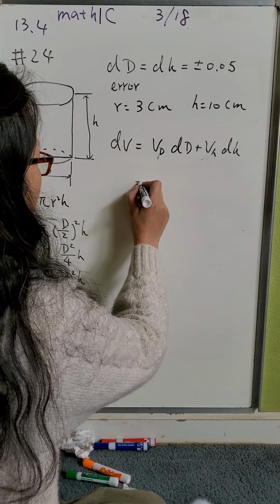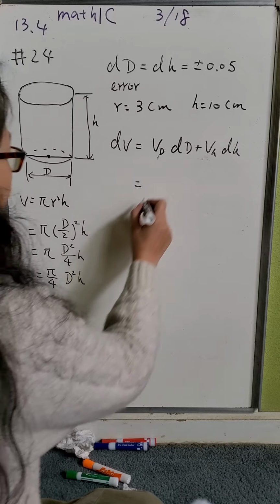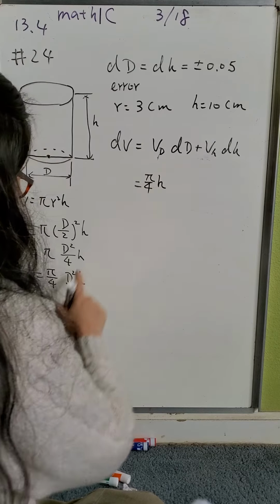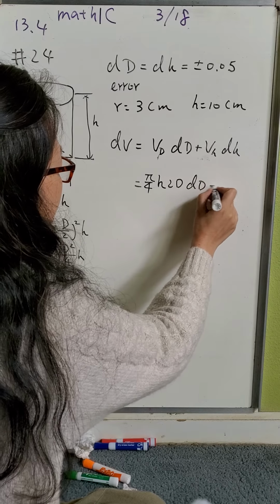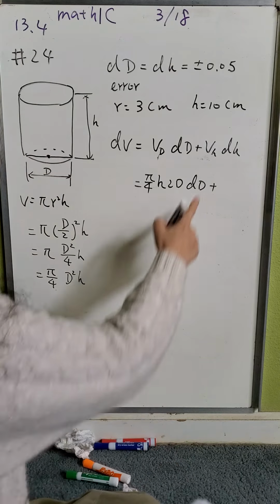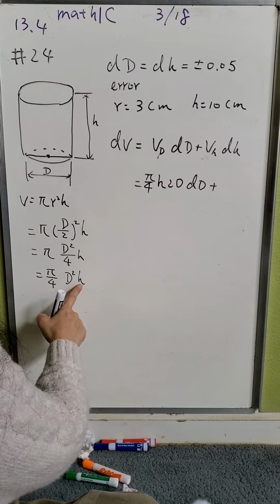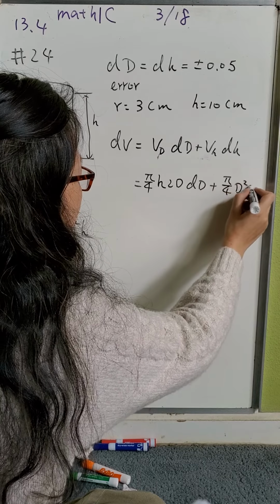So VD means to take the derivative of D, okay, so that equals pi over 4, H doesn't change, and then 2D, and then DD. Plus, take the derivative for H, that will be this one changes, and the rest don't change. That's just a coefficient.